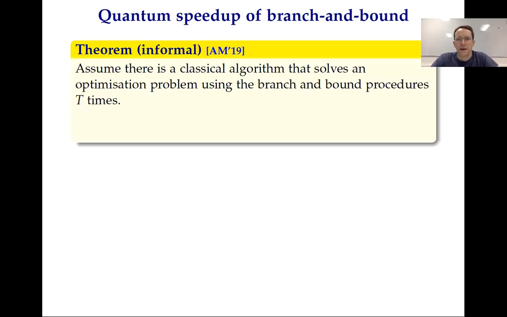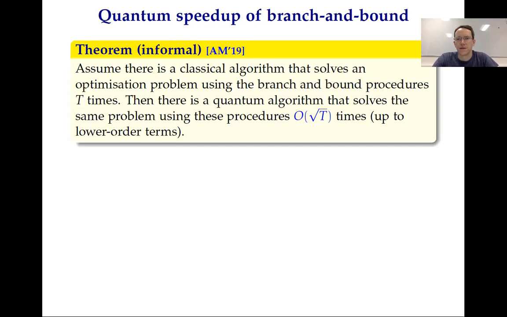And it turns out that we can. We imagine that we start with some classical algorithm, which we're going to keep totally general. It's just a generic classical algorithm, and it solves some optimization problem using these branch and bound procedures I introduced on the previous slide, T times. Then we get a quantum algorithm that solves the same problem using these procedures square root of T times, up to some lower order terms. In this case, the lower order terms scale with T, and they also scale with the number of variables, just as before. So there are logarithmic terms in T and also some polynomial terms in the number of variables.